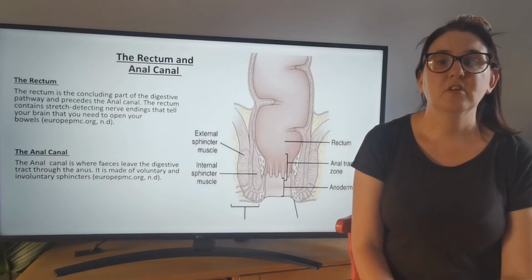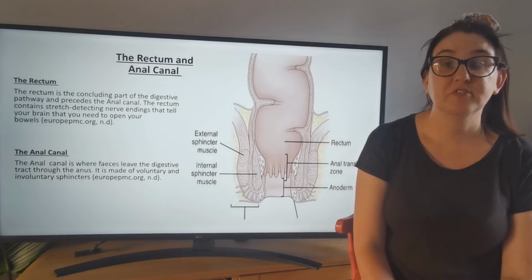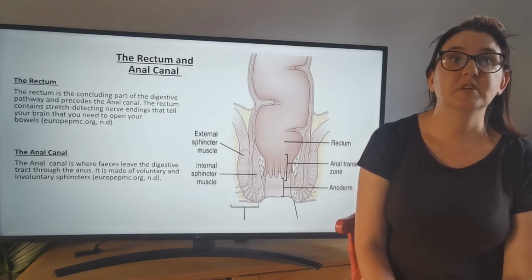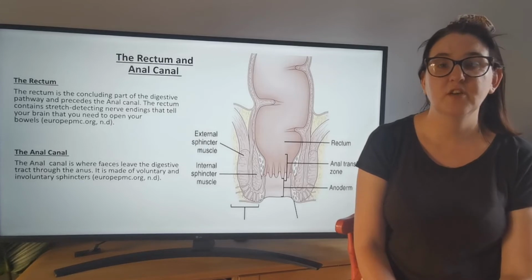The rectum is the concluding part of the digestive pathway and precedes the anal canal. The rectum contains stretch-detecting nerve endings that tell your brain when you need to open your bowels.